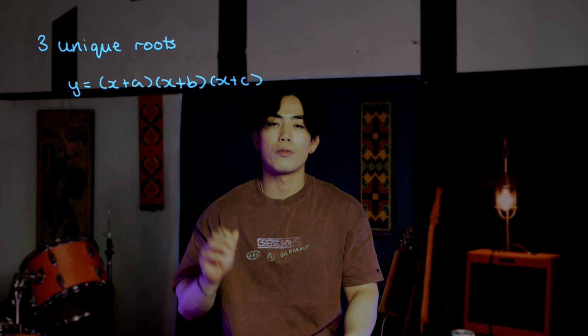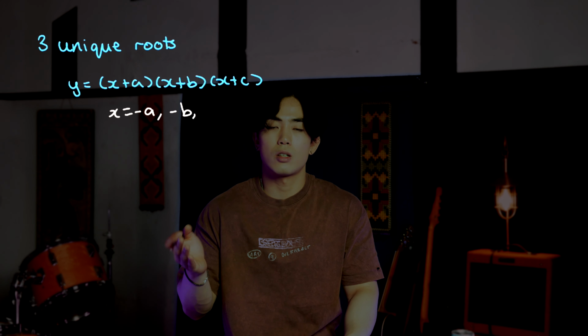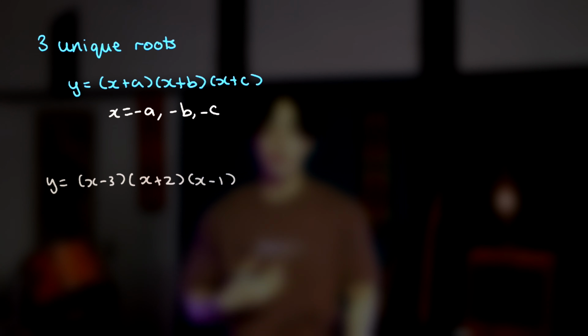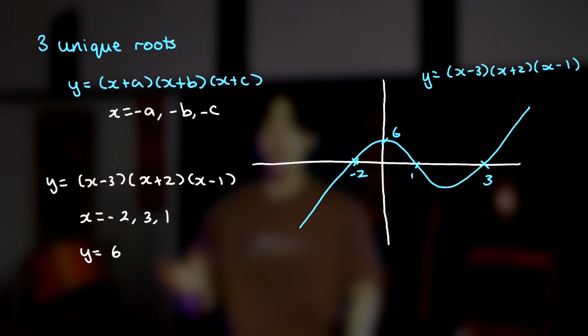The first type is when we have 3 unique roots, i.e. we can factorize them into 3 individual brackets. In this case, it's just going to cross at each individual root. So for example, if I was to sketch the graph y is equal to (x minus 3)(x plus 2)(x minus 1), well, the roots are going to be at negative 2, 3, and 1. And we know it crosses the y-axis at y is 6 if you plug in x is 0. And so it's going to look something like this.